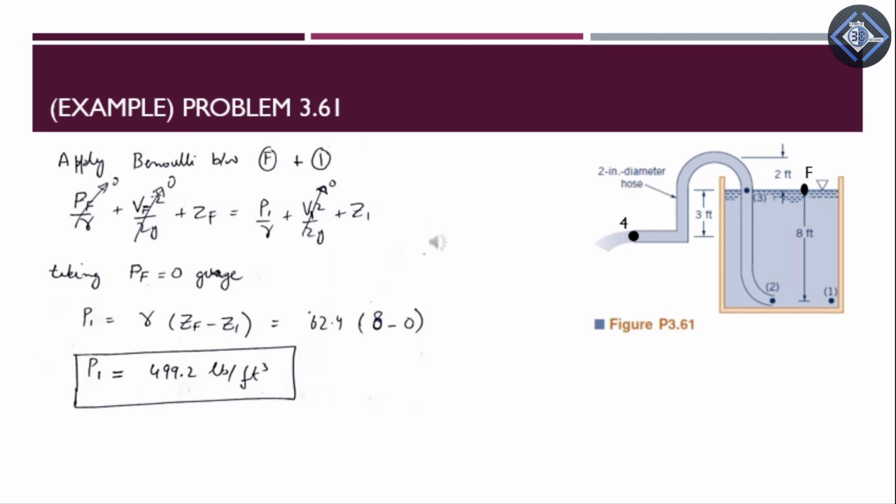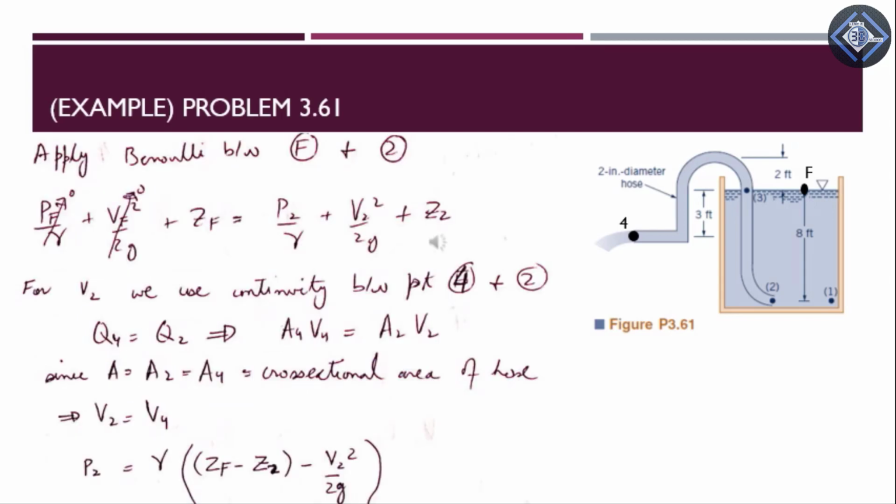So now to calculate pressure P1, we apply Bernoulli equation between point F and point 1. As we had already talked, PF is exposed to atmosphere, so it is zero gauge. Vf is zero because we assume the tank to be sufficiently large. V1 is zero because the tank is not moving. And P1 comes out to be 499.2 pounds per feet cubed, and this is gauge pressure because we took PF to be zero gauge.